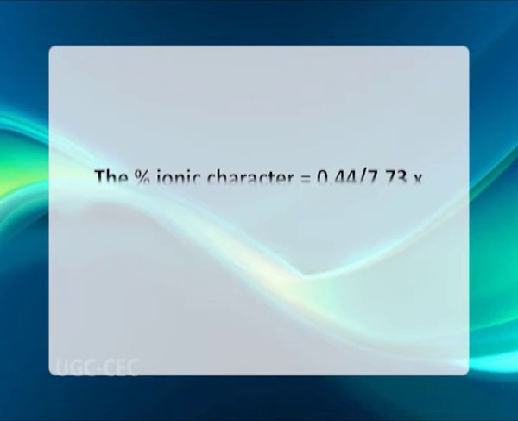The percentage ionic character thus will be 0.44 divided by 7.73 times 100, that is 5.7%. That means the percentage ionic character of the hydrogen iodide molecule is 5.7%.